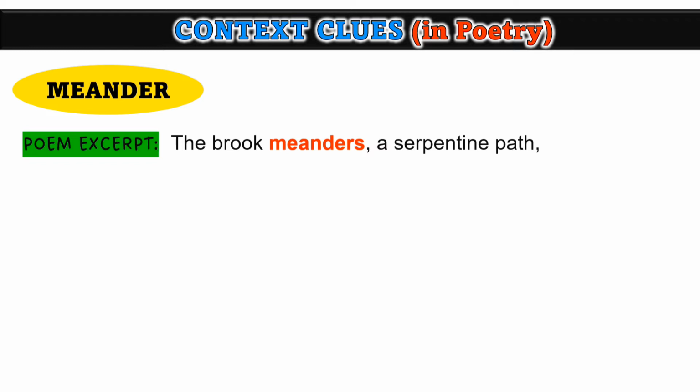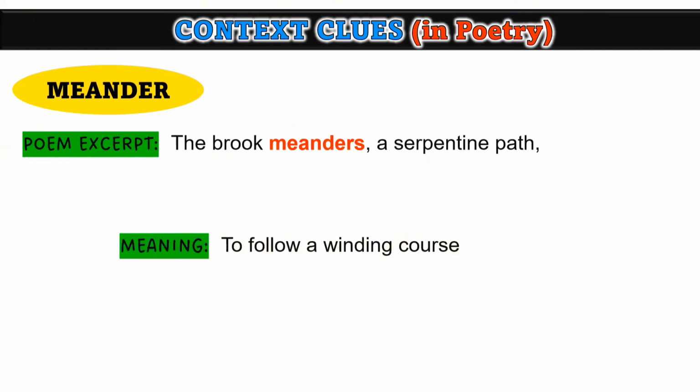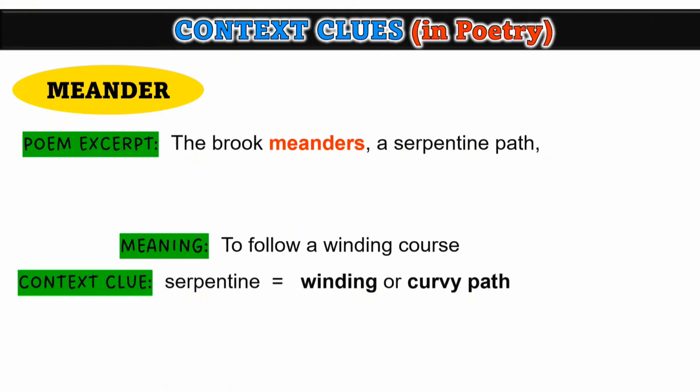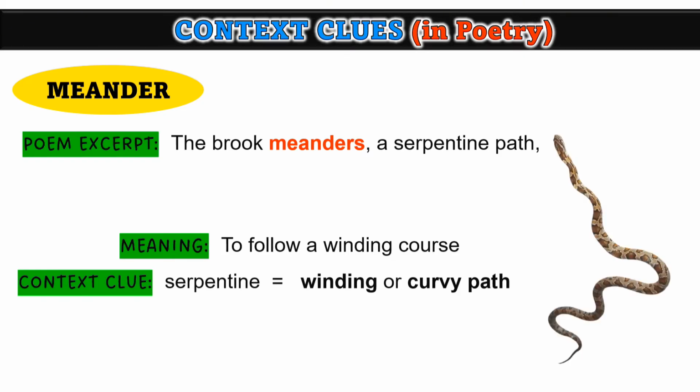Now, how do we define minders using context clues? We can deduce that the meaning of minder is to follow a winding course. Paano ko nasabi na ito ang meaning ng minder? Ang winding sa Tagalog ay nangangahulugang palikuliko. The word serpentine suggests a winding or curvy path because serpentine means having a shape or movement like a snake. Alam niyo naman siguro kung ano ang itsura ng ahas kapag ito ay gumagalaw, hindi ba?